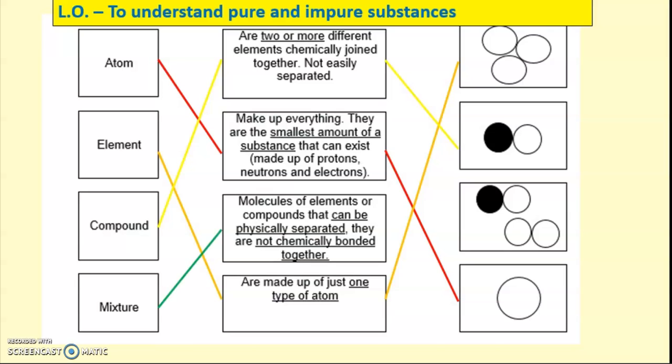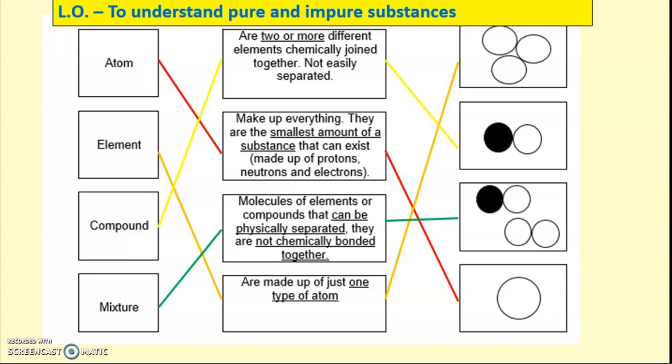And then a mixture would just be molecules of elements or compounds that can be easily separated. They are not chemically bonded together. So if we look at that box there, we've got a compound, so the dark circle and the lighter circle, and we've got an element, 2 atoms the same. So that's a mixture of a compound and an element. So now we've got a clear understanding of what those keywords are.